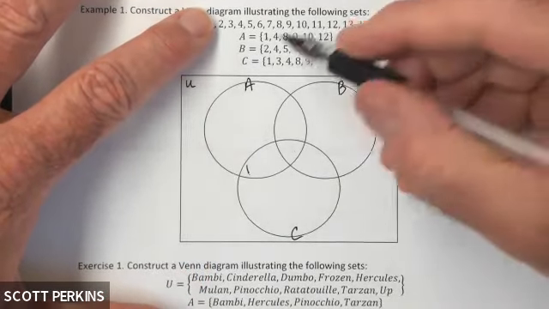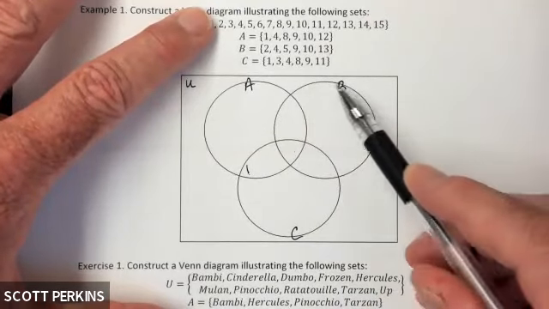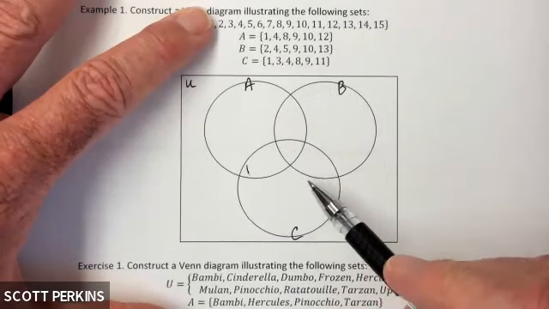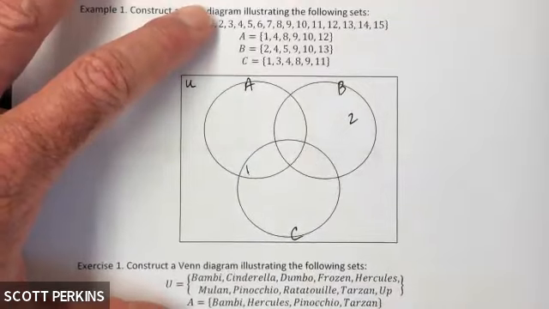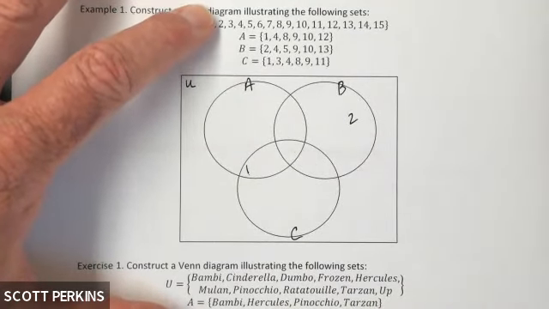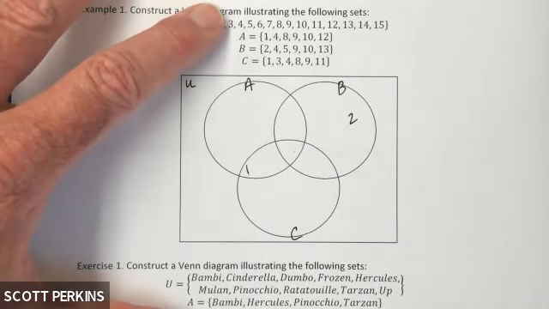The number 2 is only in B. So here's my circle B. Where is the number 2 going to be? In the big part, yeah, exactly. 2 is only in B. It's not in A, it's not in C, so it shouldn't interact with those circles at all. I'm going to do a couple more with you, and then I'm not going to bore you anymore listening to me talking about it. The number 3.